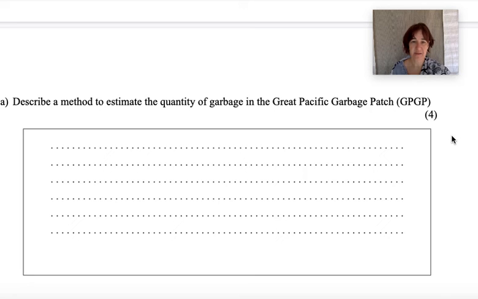All right, describing a method to estimate the quantity of garbage in the Great Pacific Garbage Patch. This question has come from a resource booklet, and so the grade boundaries I've used for this exam are like the resource booklet grade boundaries. So you have two papers in the exam. You have paper one, which is your resource booklet and questions, and that's more similar to the kinds of questions that are in here. And your last exam was short answers and essay questions. So that's like paper two. So you're starting to see all the different styles of questions.